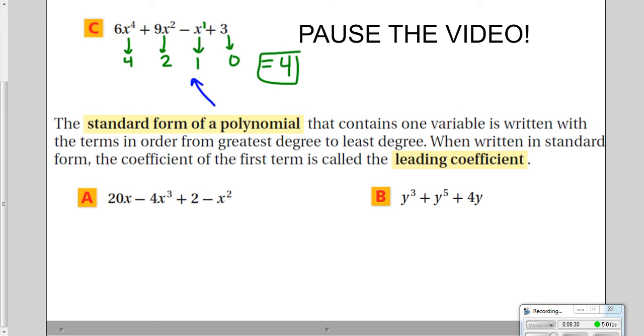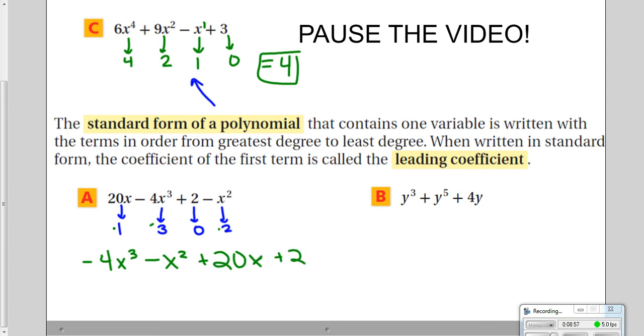So let's first just go through and find our degrees. Degree here would be 1, degree here is 3, degree here is 0, degree here is 2. So at this point, I need to write them from greatest to least, right? So the biggest one I see would be this 3 right here. So negative 4x cubed comes first. Then is the 2, so minus x squared. Then is the 1, so plus 20x. Then finally the 0, plus 2.